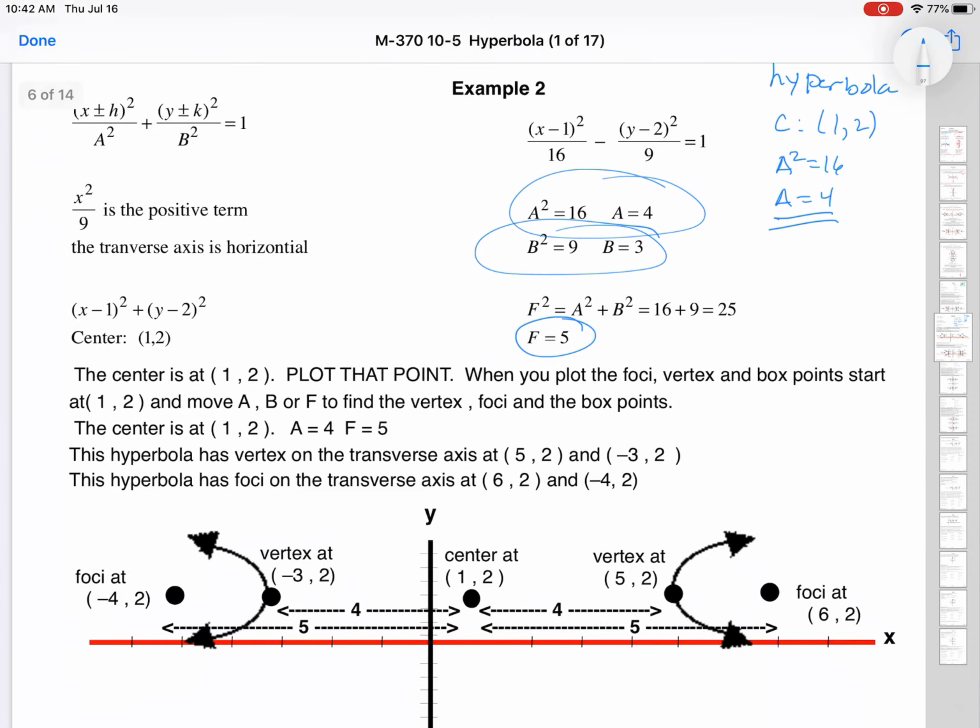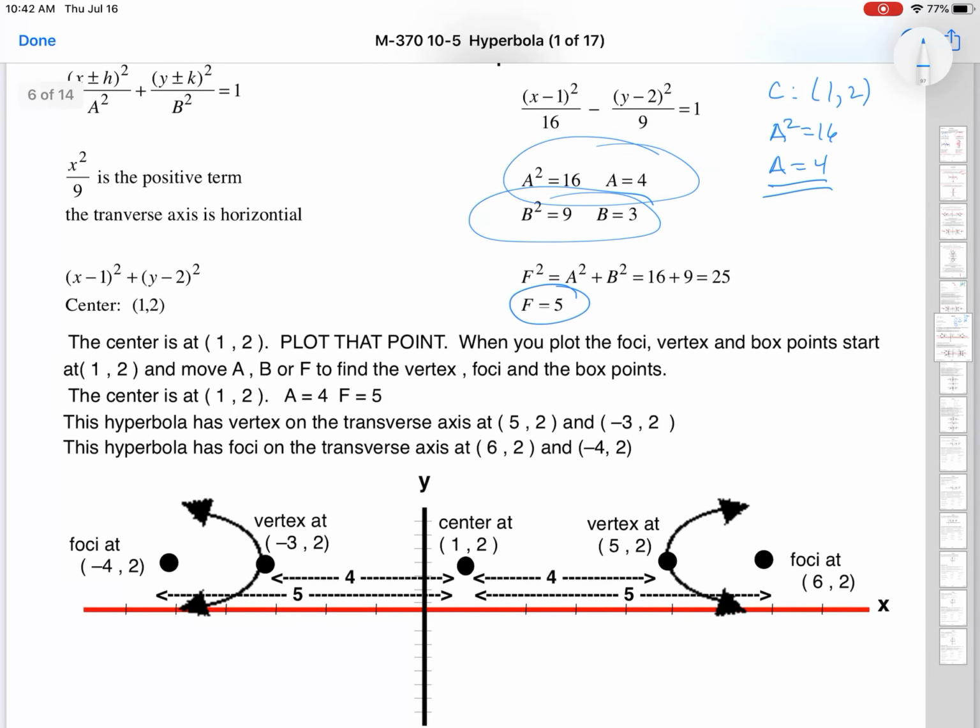To get to my vertex from the center, we're still going to go out 4 units to get there. So our center is at 1, 2. We're going to go out 4 units and be at 5, 2, and back 4 units and be at negative 3, 2. We're going to go out 5 in that direction in order to get the focus point at 6, 2, and another focus point at negative 4, 2. And so we get those very easily.